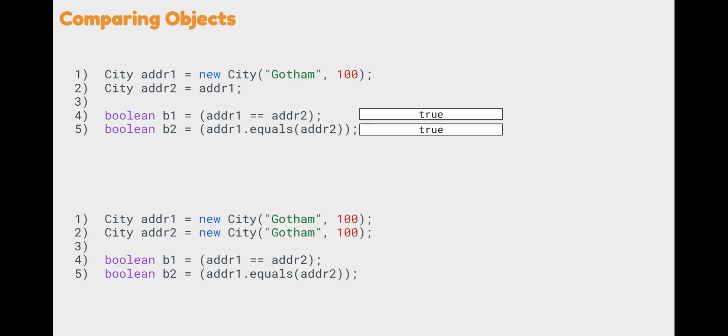Our second block of code on the bottom, we are creating two different city objects, address 1 and address 2. We are instantiating them using the same values for the member variables. On line 4, when we ask if address 1 is equal to address 2, that is not true. They are both pointing to different cities in heap memory that will evaluate to false.